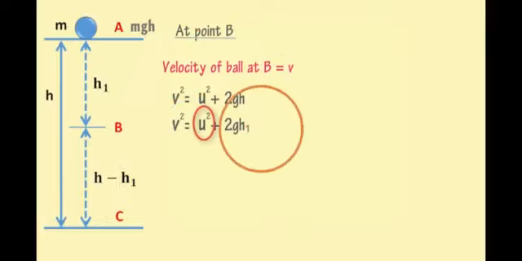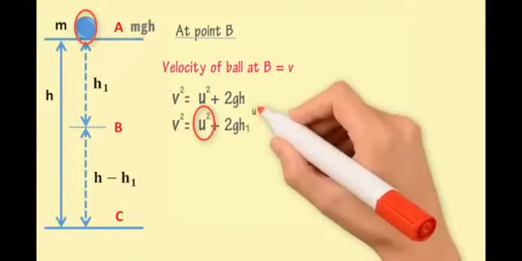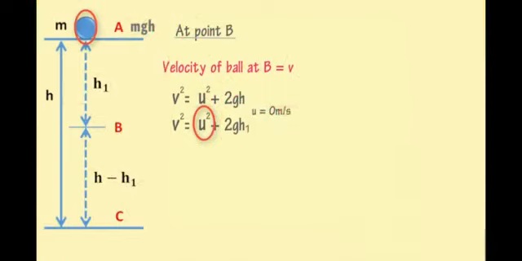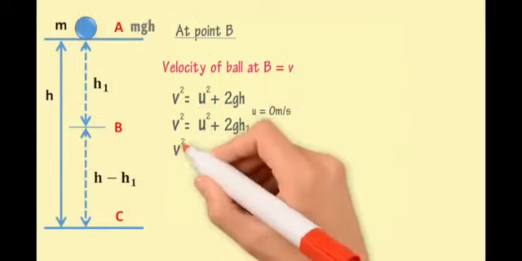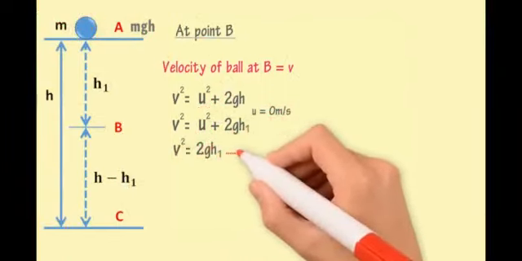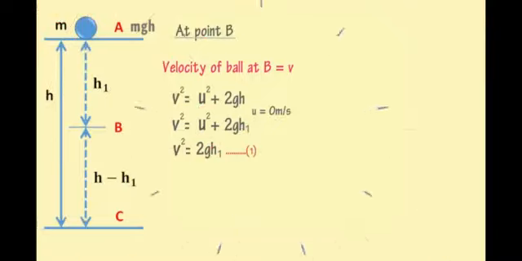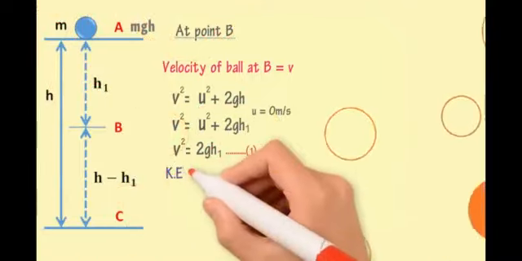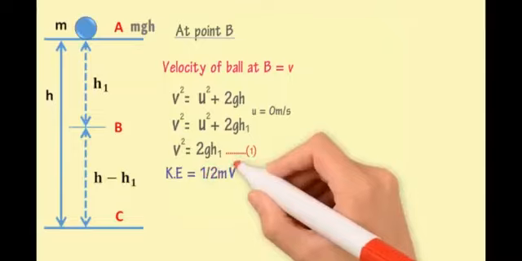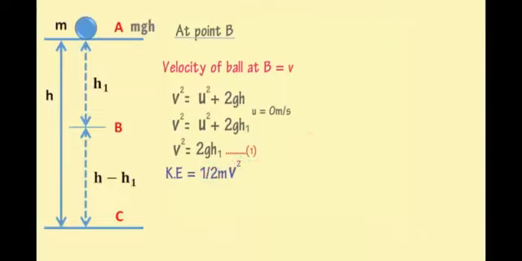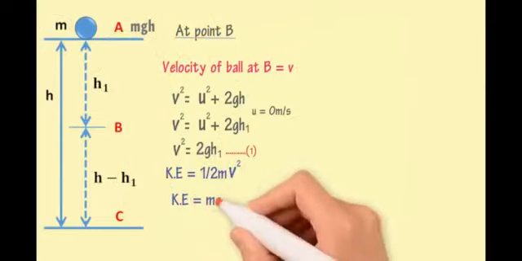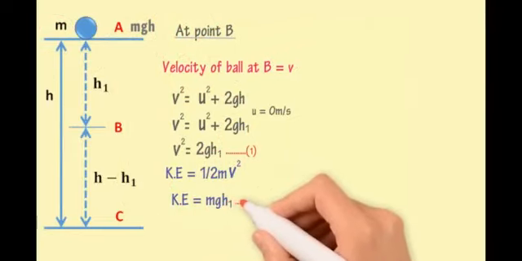u is the initial velocity of the ball. The ball is at rest initially. Hence its initial velocity, or u, is equal to 0 meter per second. Therefore v square is equal to 2gh1. We know that kinetic energy is equal to 1 by 2 mv square. Now putting the value of v square in this equation, kinetic energy is equal to mgh1.